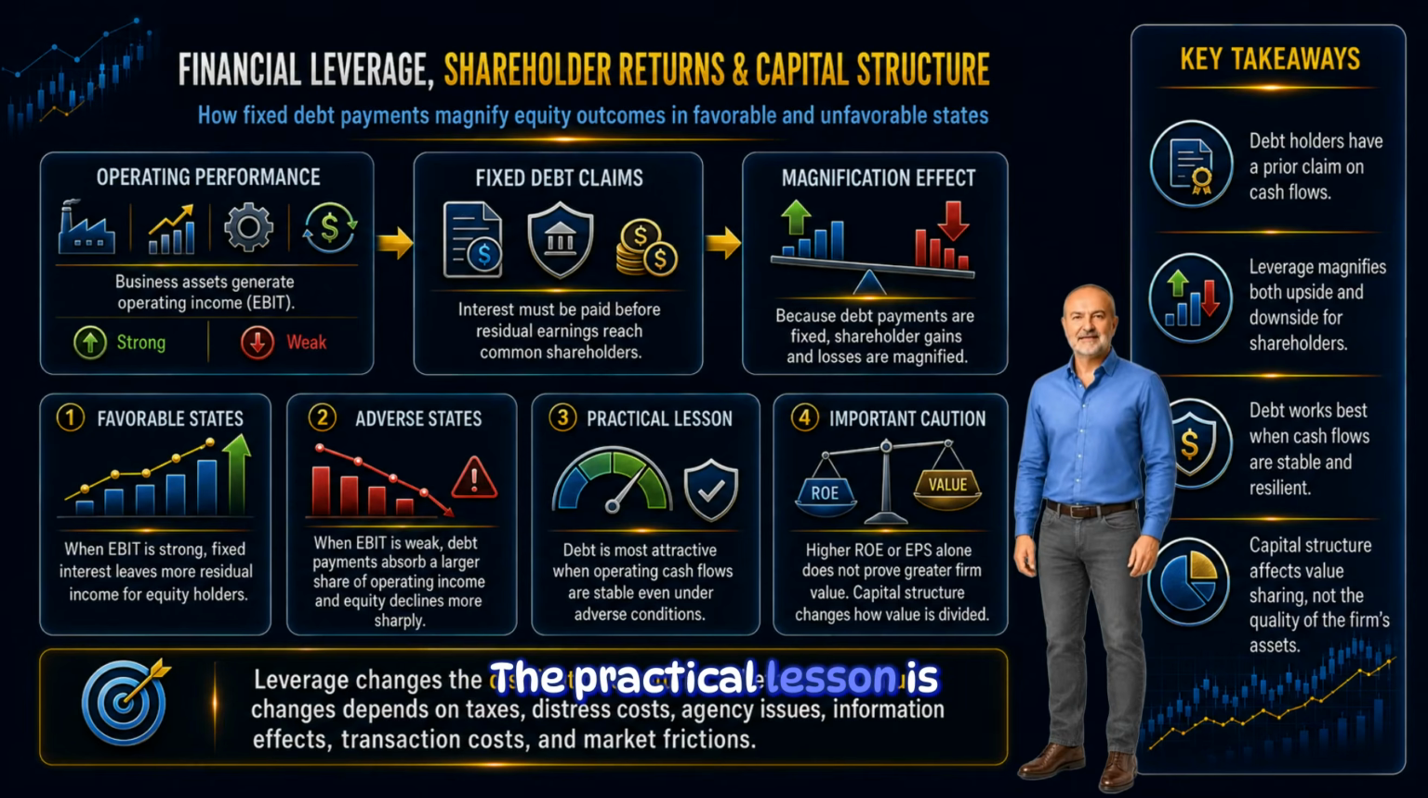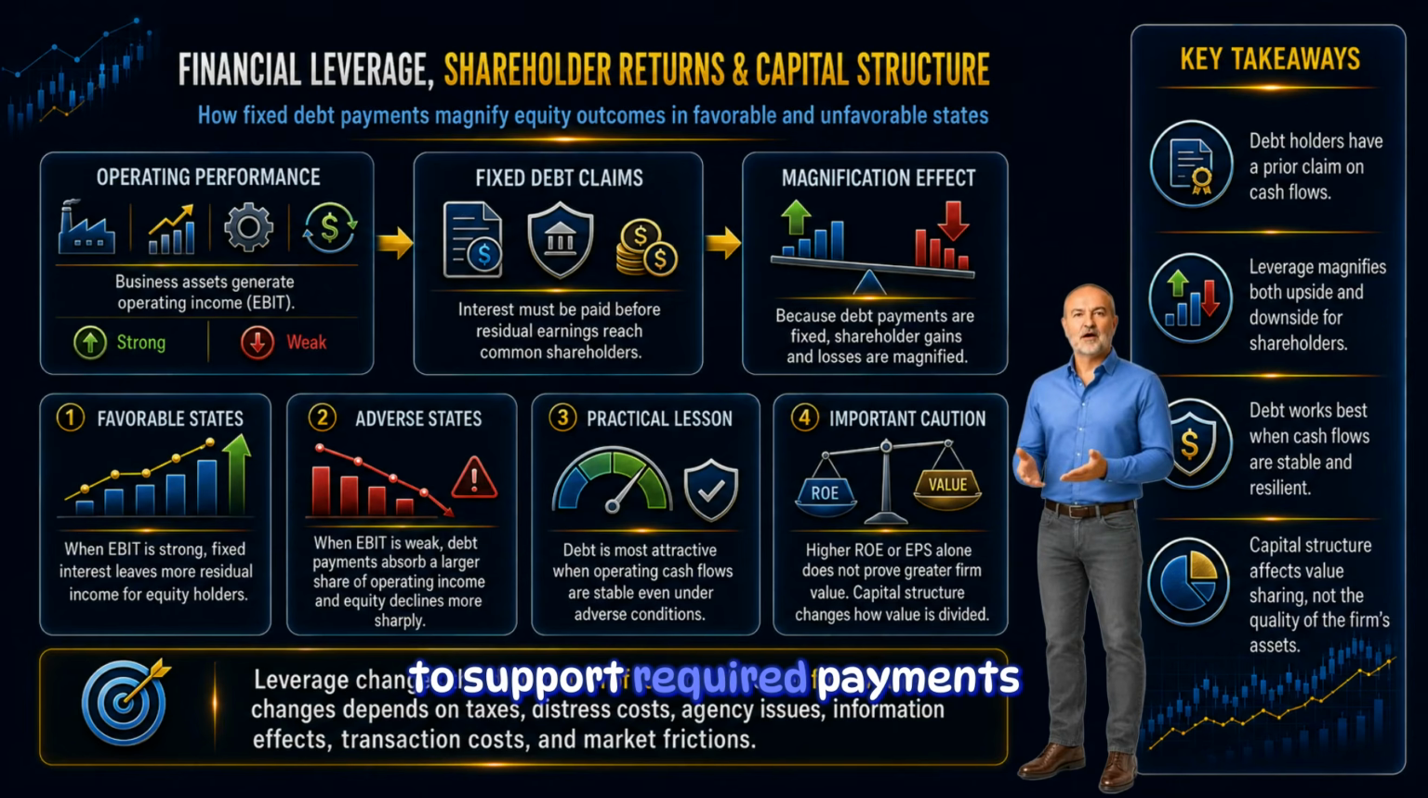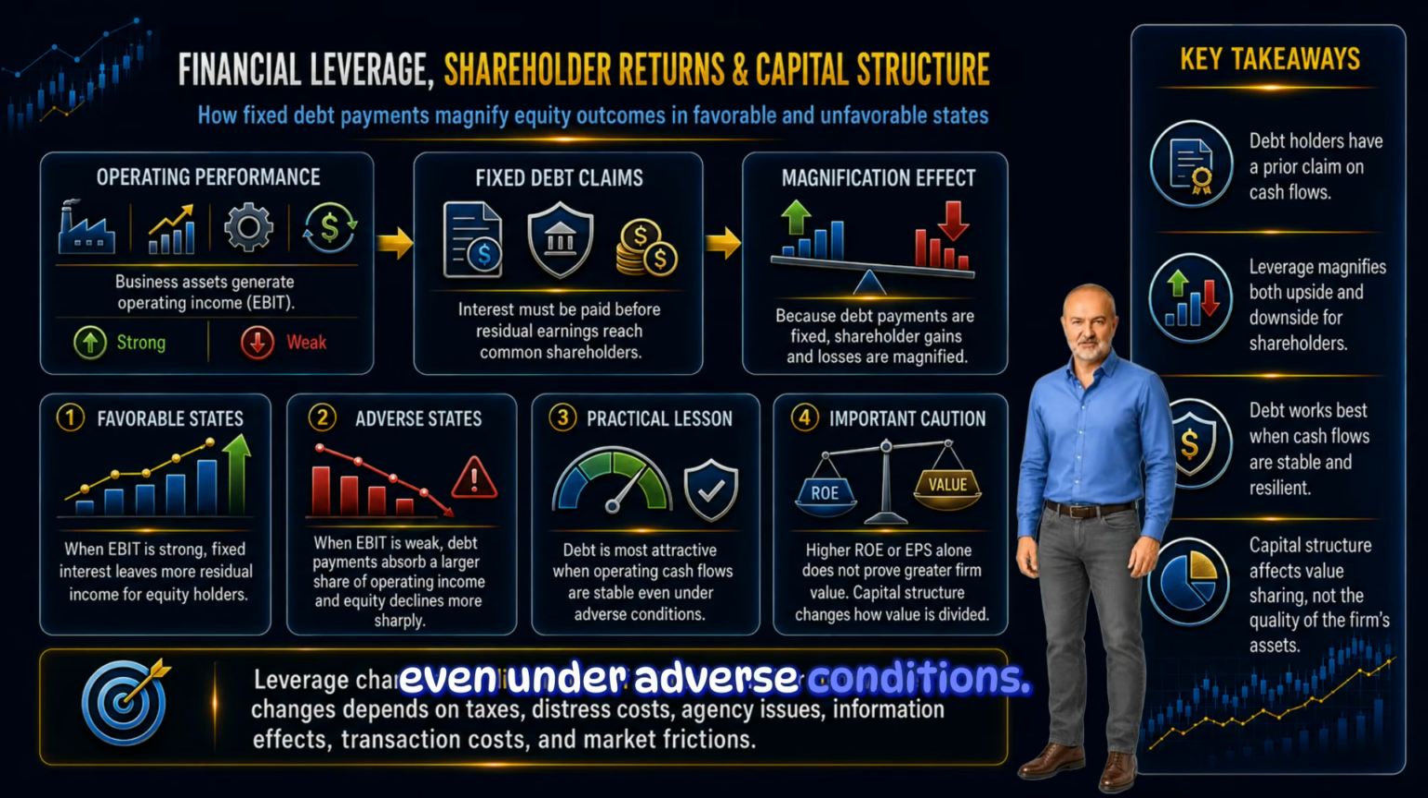The practical lesson is clear. Debt is most attractive when operating cash flows are stable enough to support required payments even under adverse conditions. Debt becomes dangerous when managers evaluate it only under normal forecasts or optimistic forecasts. A common misunderstanding is that a firm should use debt simply because debt can raise expected return on equity or earnings per share. That reasoning is incomplete.